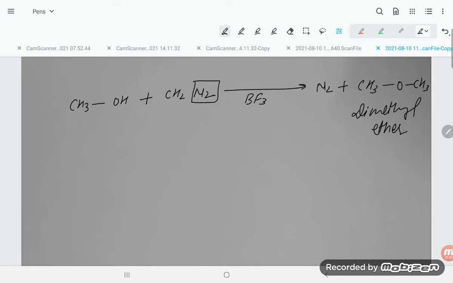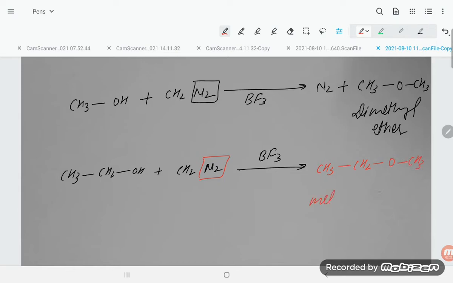Similarly, you can get the methyl ether also. Suppose we have CH3CH2OH and you are treating it with CH2N2 and BF3. Here N2 will be lost, and what is left is CH3CH2OCH3. This is known as methoxyethane, or ethyl methyl ether. If you write the common name, it is ethyl methyl ether. This is our answer.